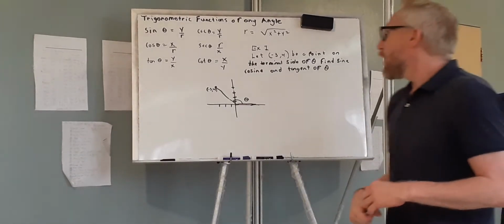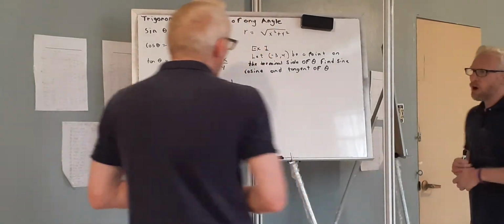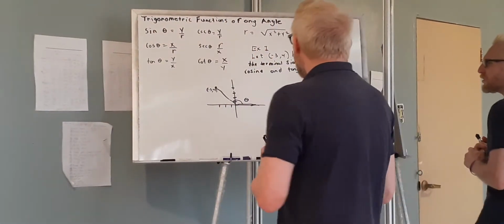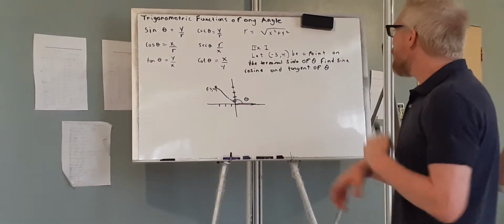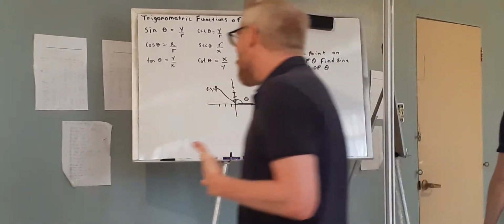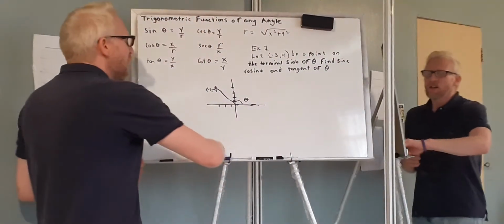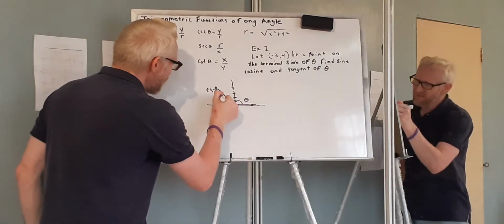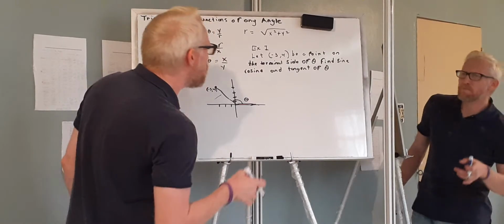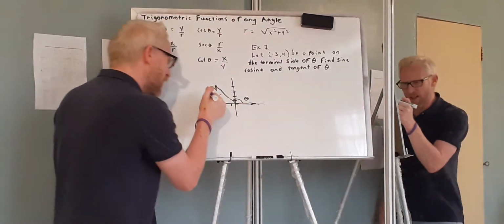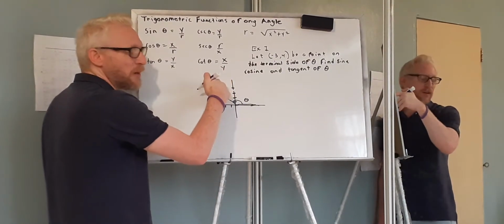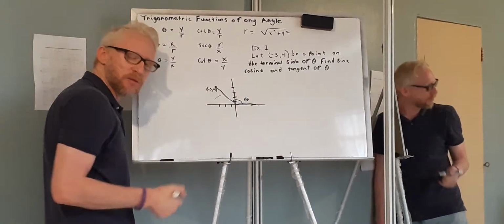So, on page 447, example number 1, the problem reads: let (-3, 4) be a point on the terminal side of Z. And then they want us to find sine, cosine, and tangent. Let's first break this down. What is the terminal side? The terminal side is this side. They're saying let (-3, 4) be a point on the terminal side. What it means is that it's a coordinate on the terminal side.